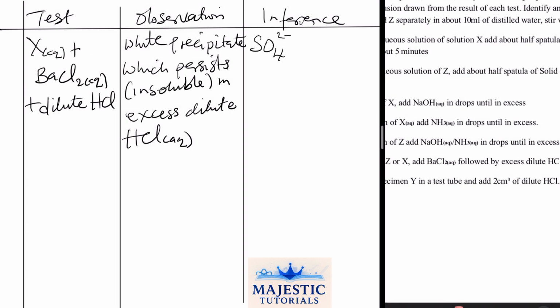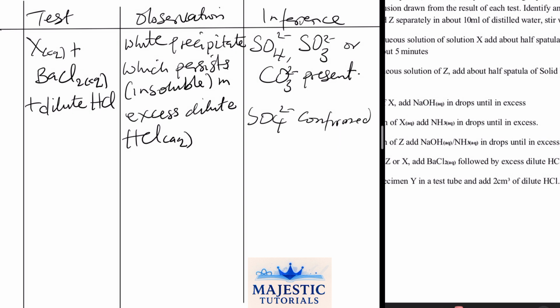tetraoxosulfate 6 ion, trioxosulfate 4 ion, or trioxocarbonate 4 ion present or likely. Okay, then immediately it persists in excess, you now write SO4 2 minus, that's tetraoxosulfate 6, confirmed. This means that both CO3 2 minus and SO3 2 minus will dissolve in excess of the acid.